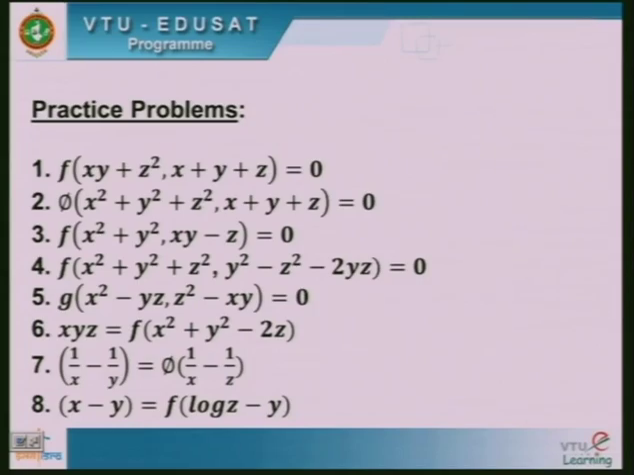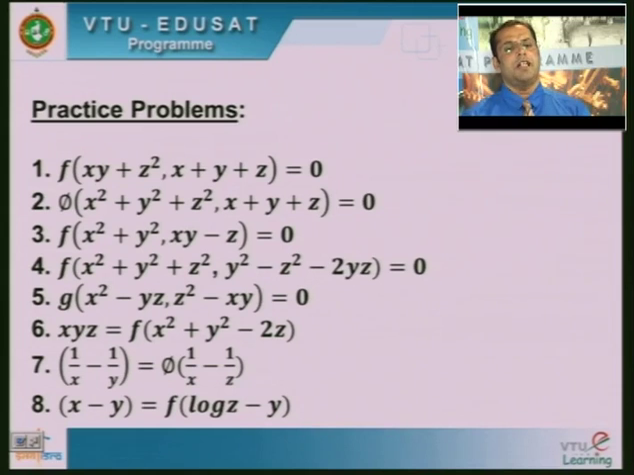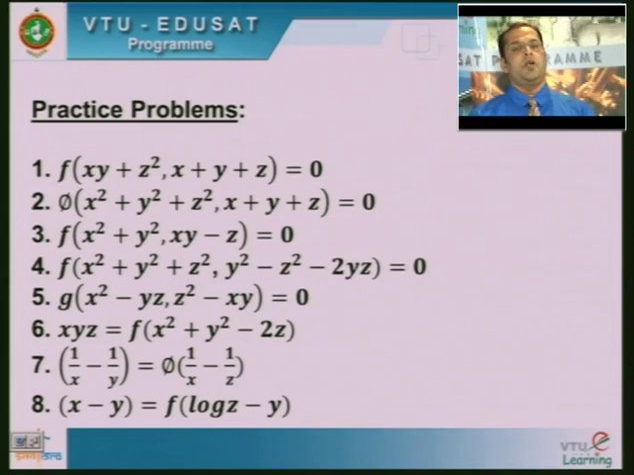So, in the problems that you see which are displayed, the first 5 examples are those in the type f of u comma v equal to 0. Only thing is the function varies, in some it is phi, in some it is g, and the last 3 examples for practice are those in the form u equal to f of v.